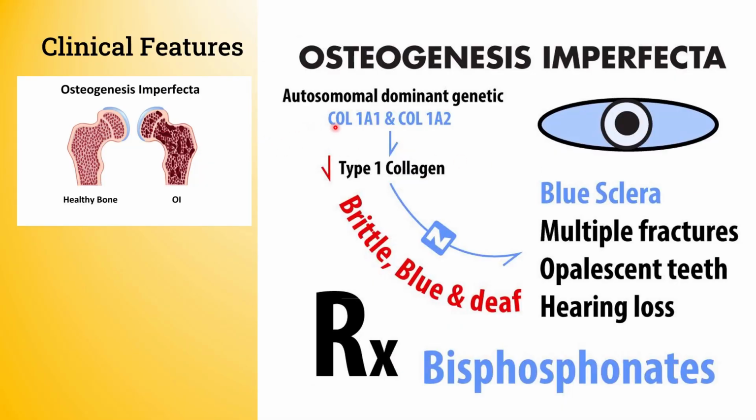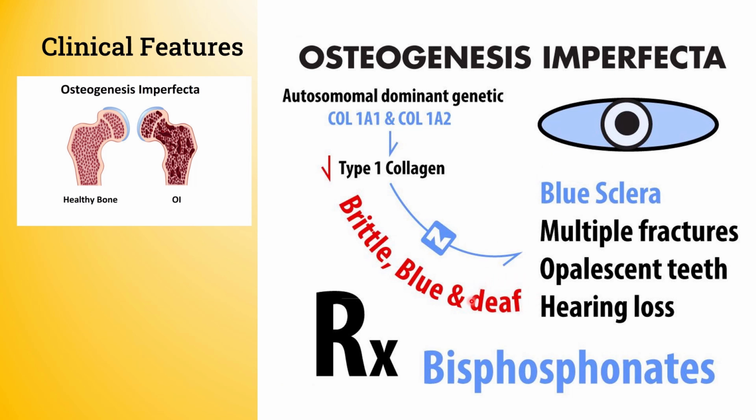So as we know, the collagen genes, collagen 1A1 and collagen 1A2, are the two genes responsible for type 1 collagen synthesis. If there is a defect in this collagen formation, your bones become brittle and easily breakable. As we know, collagen is present in the eye, in the sclera, so here your sclera will appear blue.